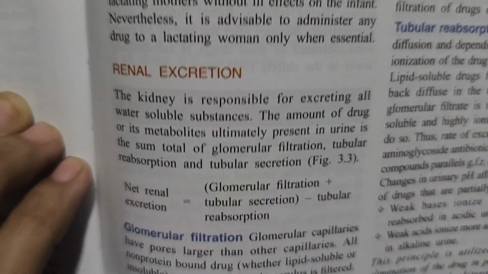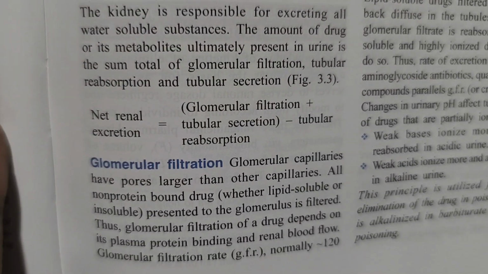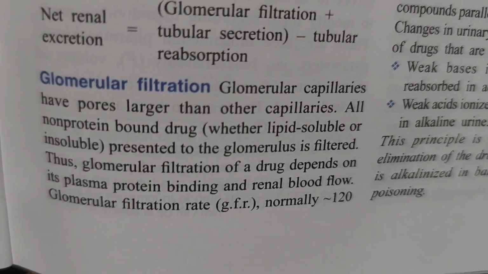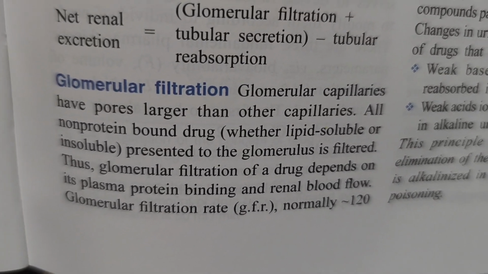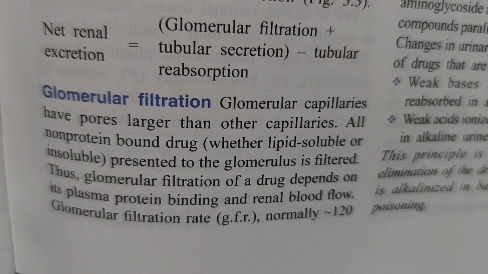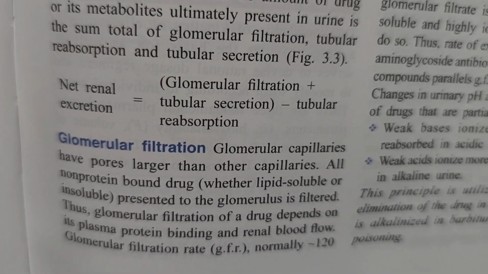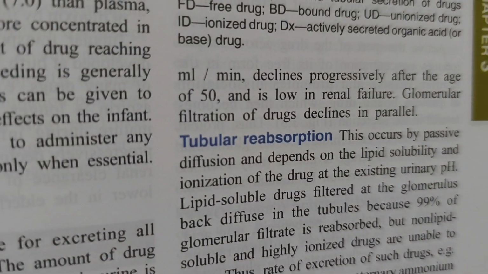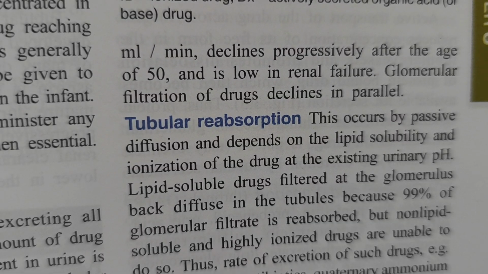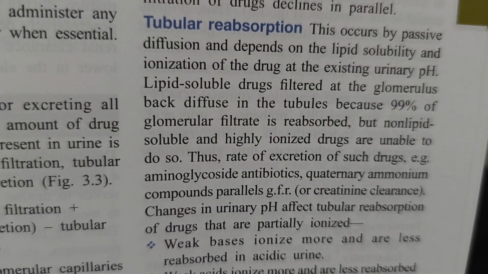Glomerular filtration. Glomerular capillaries have pores larger than the other capillaries. All non-protein bound drugs, whether lipid soluble or insoluble, presented in the glomerulus are filtered. Thus, glomerular filtration of a drug depends on the plasma protein binding and renal blood flow. Glomerular filtration rate normally is 120 ml per minute, declines progressively after the age of 50, and is low in renal failure. Glomerular filtration of drug declines in parallel.